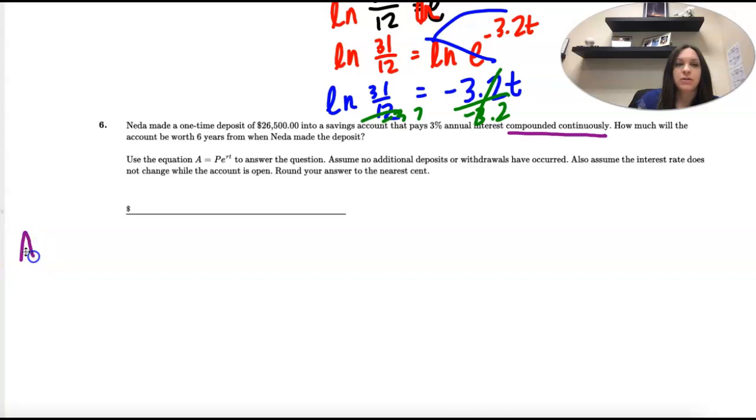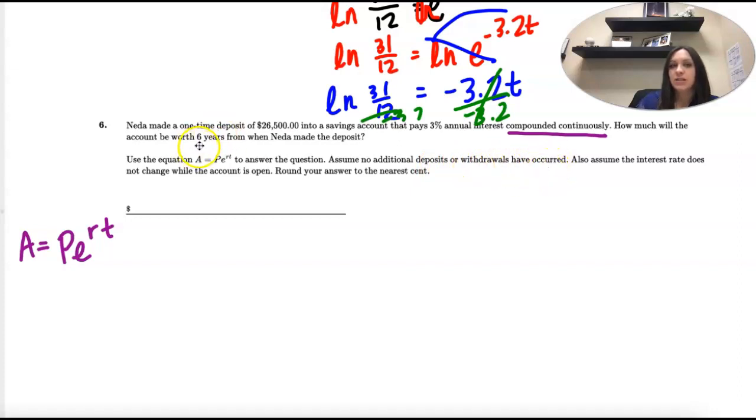It's called PERT. So A equals PERT. And that's the continuous. That's why we have the E. How much will the account be worth 6 years from when Nita made the original deposit? Use the equation PERT to answer the question. Assume no additional deposits or withdrawals have occurred.